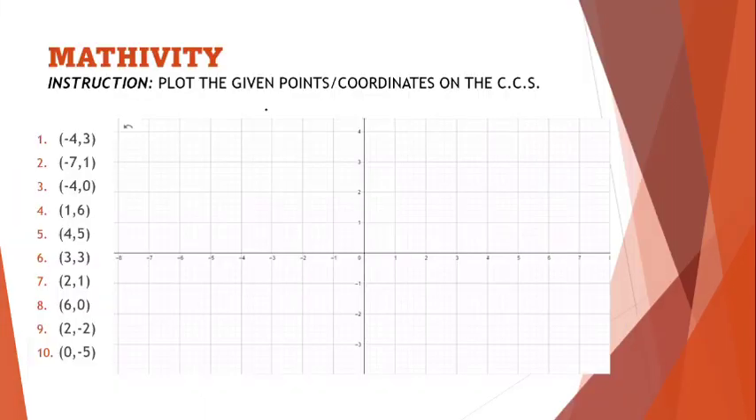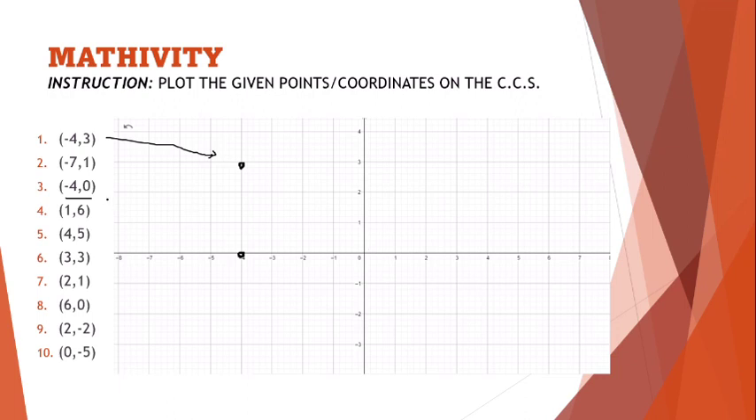Okay. Now, this is your activity. So, plot the given points coordinates on the Cartesian coordinate system or CCS. O, negative 4 and 3. Asan yun? Ito. Okay. Second one, negative 7 and 1. Kaya lang, hindi nyo ma-reach out dito. O, paano pag ganito? Negative 4 and 0. Ano yung x nyo? Negative 4. Nasa yung negative 4? Ito. Nasaan yung 0? Ito. O, edi dyan lang.